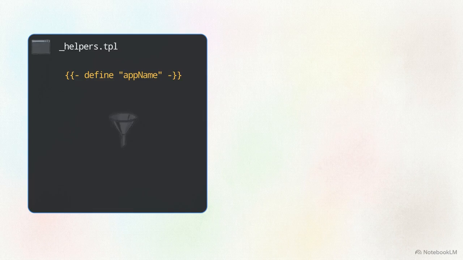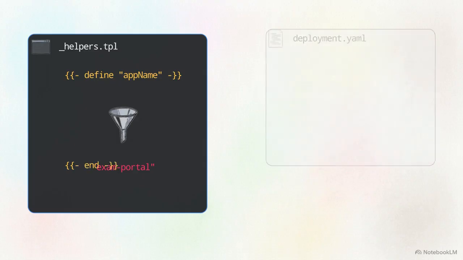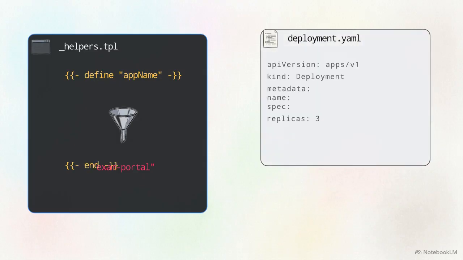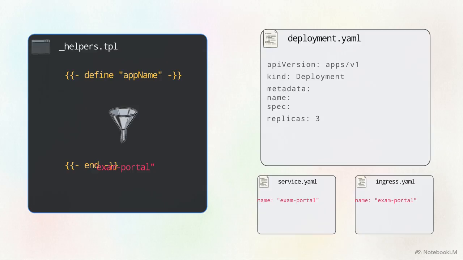Here, engineers use Go templating syntax to define custom logic blocks that generate precise strings. We define a function, let's call it appName, that evaluates environment variables and outputs a standardized string, like exam portal. Once defined, that single function can be globally invoked by any manifest. The template uses the include command to pull the exact output directly into its metadata.